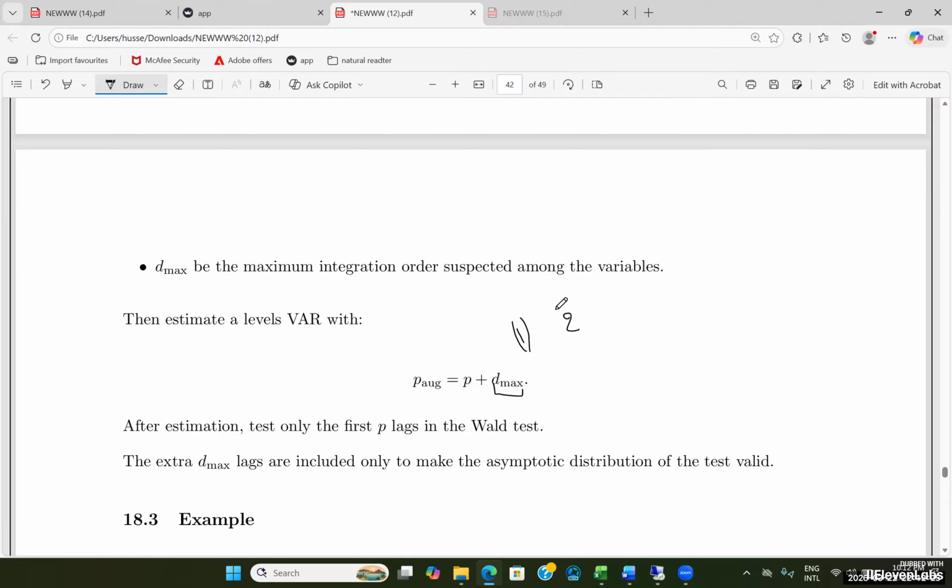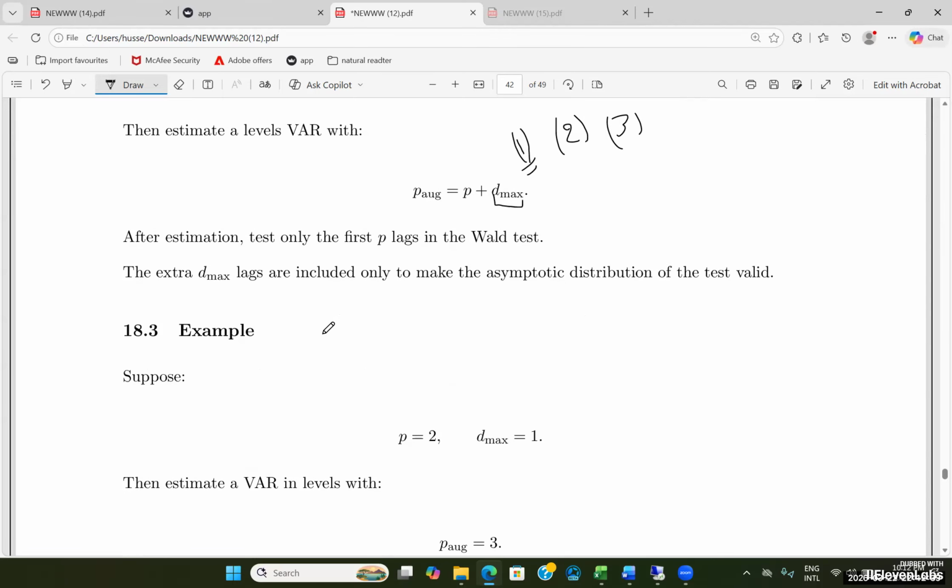If D is 2, this implies that you'll need to apply a second difference to achieve stationary data. And if D is 3, the pattern continues for higher orders. If you detect a single unit root, it means you'll need to incorporate one additional lag term for every regressor already present in your model equation. This statistical procedure is what we refer to as the Toda Yamamoto test.